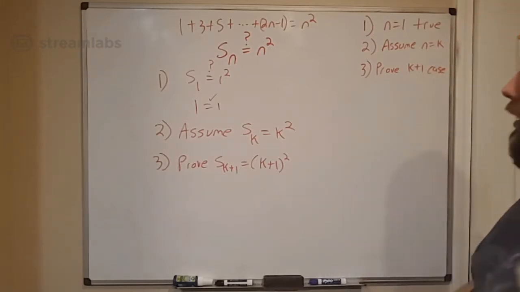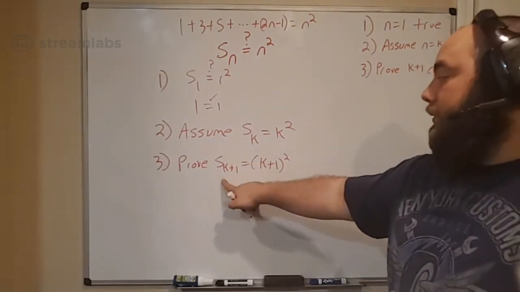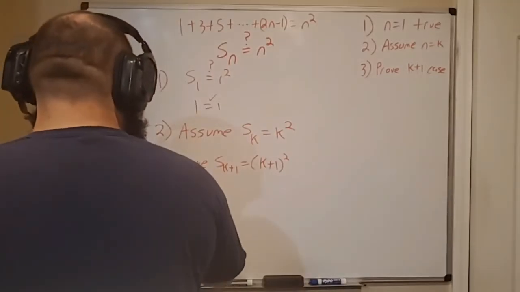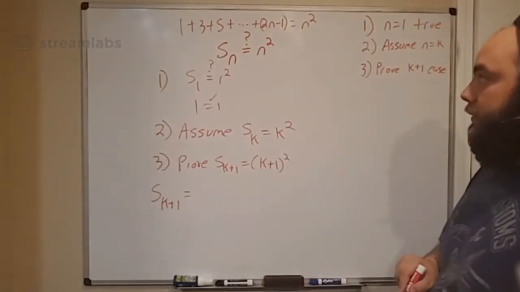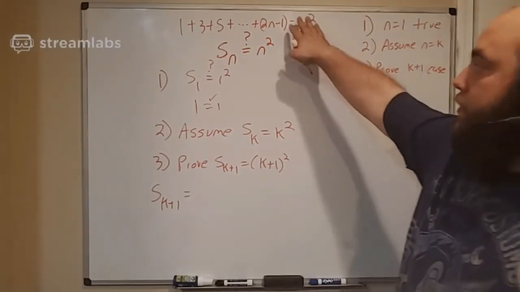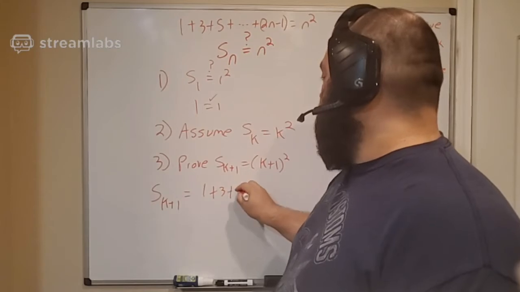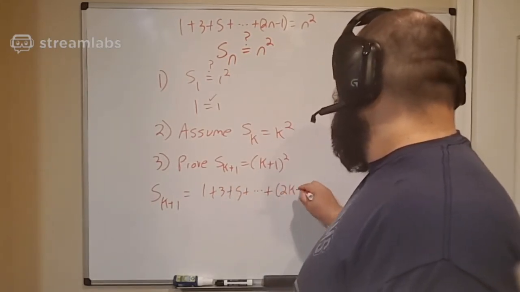So we've got to ask ourselves, how do we show this? Well, the first thing is, we probably should write out, since we're doing a sum, what is S sub k plus 1? Well, if we go back up to our formula up here, that is 1 plus 3 plus 5 plus ... plus 2k minus 1, which is this one. What is the next case after 2n minus 1?